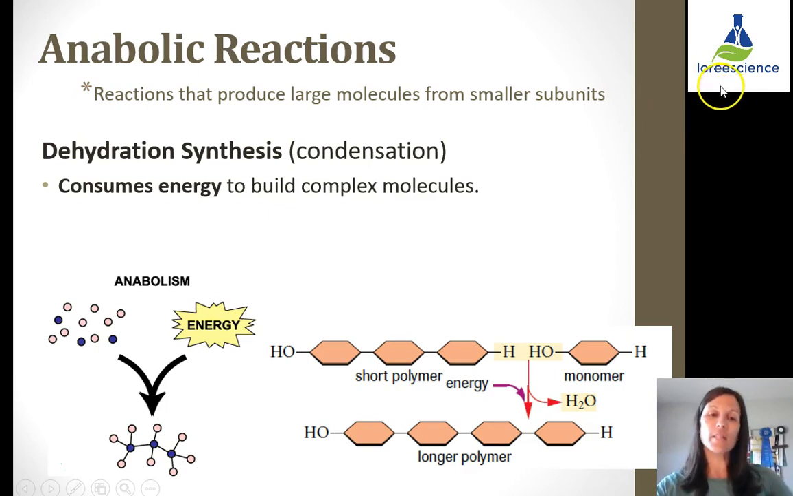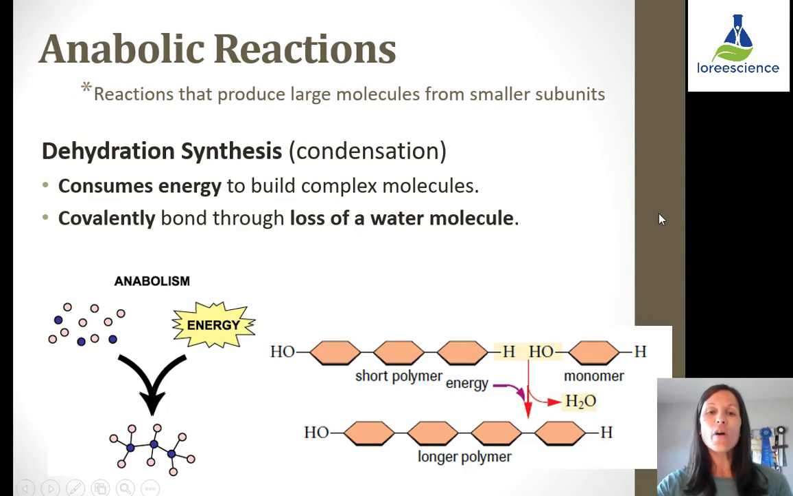So in a dehydration synthesis, it consumes energy to build the more complex molecules. So physics tells us that our universe prefers randomness. Those single monomers are very random. As soon as we start putting them together and making complex structures, we have to put some sort of energy in. So when we take these little monomers, we have to add energy to provide that structure of the complex molecule. They are covalently bonded through the loss of a water molecule.